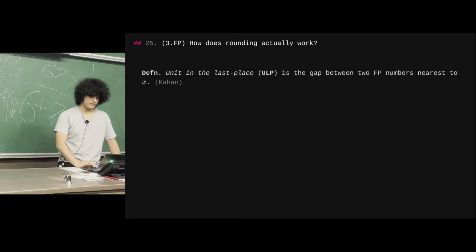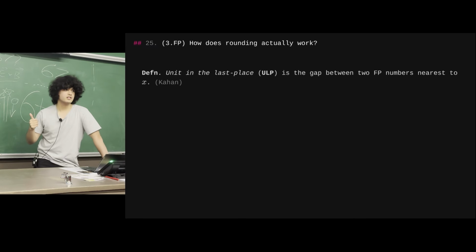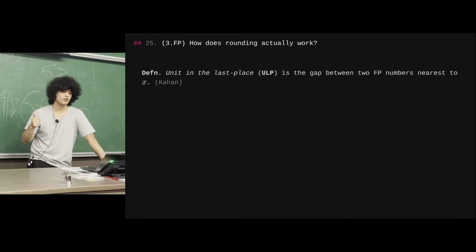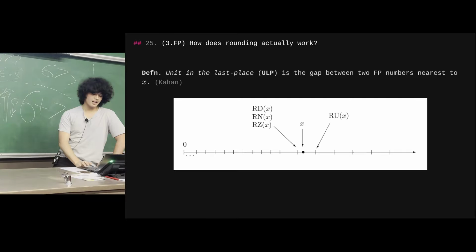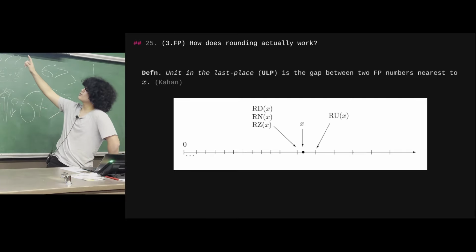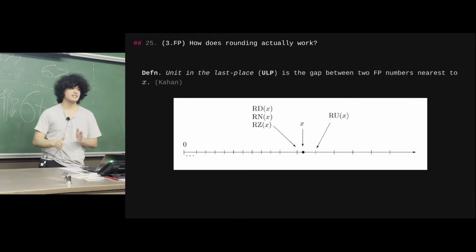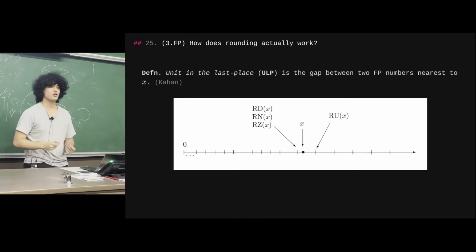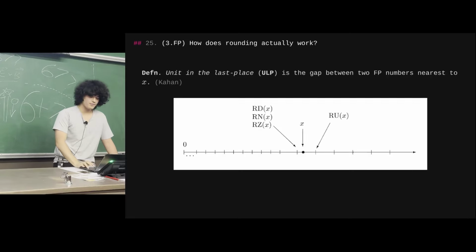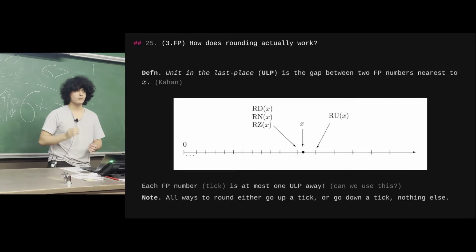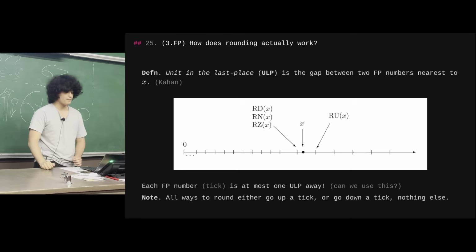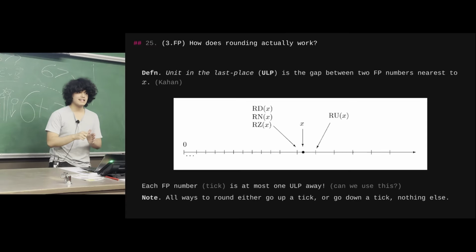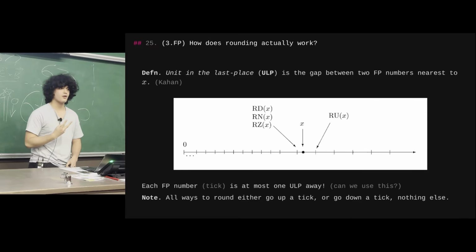So there's a definition here. Unit in the last place, ULP, is the gap between the 2 floating point numbers nearest to x. This is a definition by Kahan. If we look at our diagram, our floating point numbers, these ticks, do have a semi-common distance, at least the close ones. So each floating point number, each tick, is at most 1 ULP away. Rounding functions can either snap up or snap down. You can't snap any further. There are only 2 places to go.